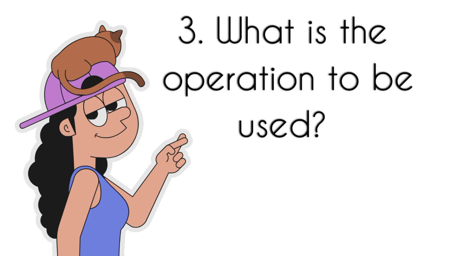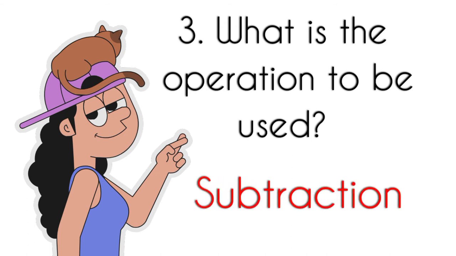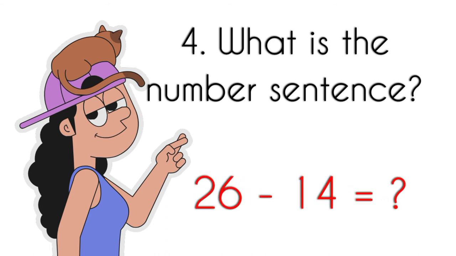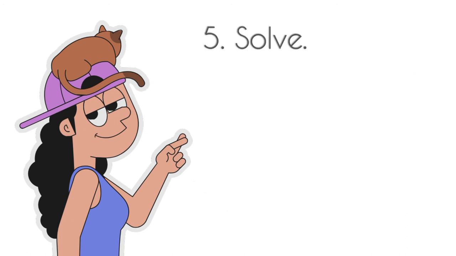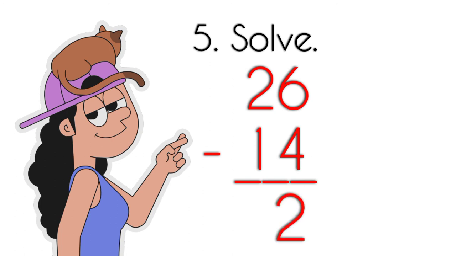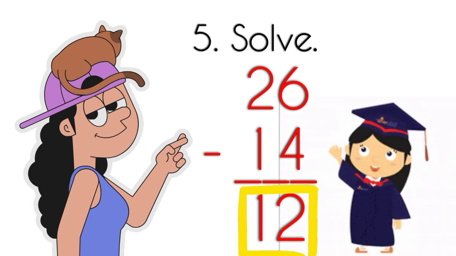What is the operation to be used? Subtraction. What is the number sentence? 26 minus 14 equals. Now let's solve. 26 minus 14. Let's start with 6 minus 4 equals 2. 2 minus 1 equals 1. Our answer is 12. There are 12 girls in class.